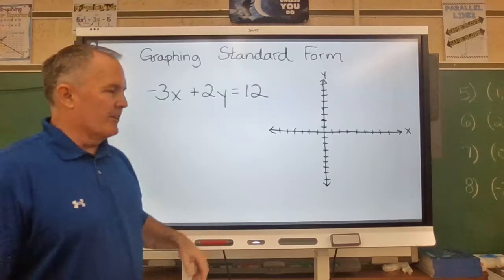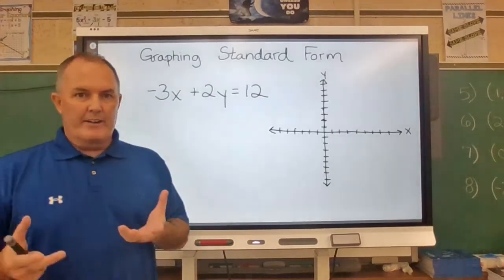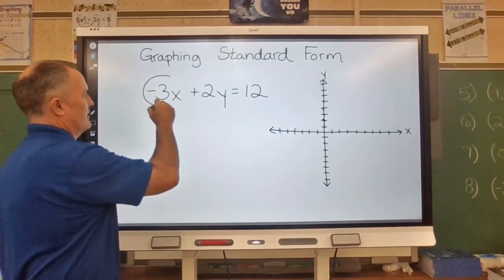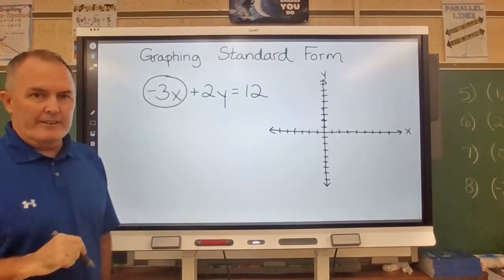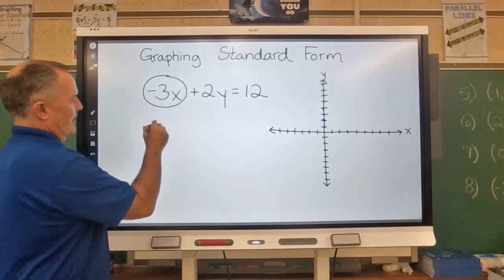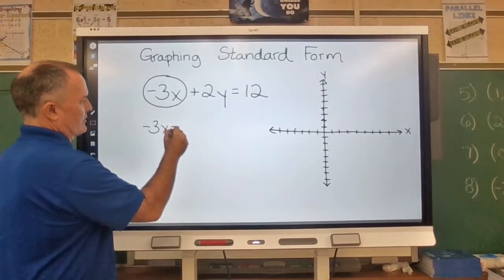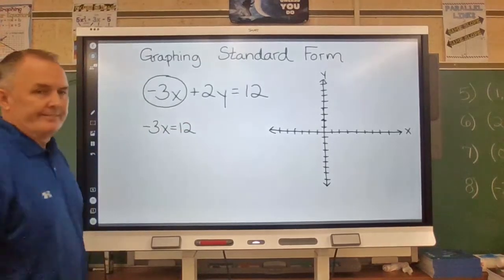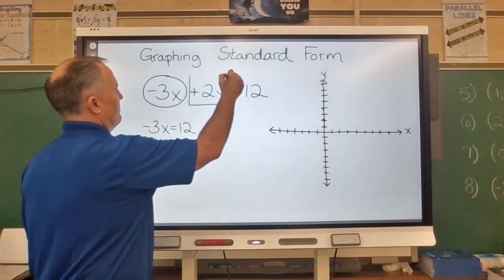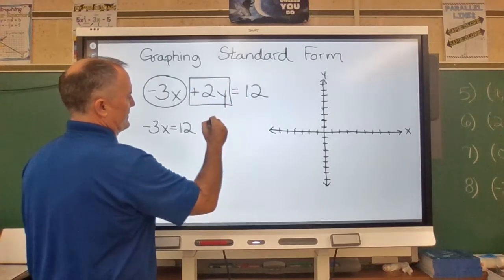So once again, if we are solving for the x and y intercepts, all we're really doing is we're taking the first term, which is that term right there, and we're going to set that equal to the answer. Negative 3x equals 12. And then we're going to take the second term and set that equal to the answer.